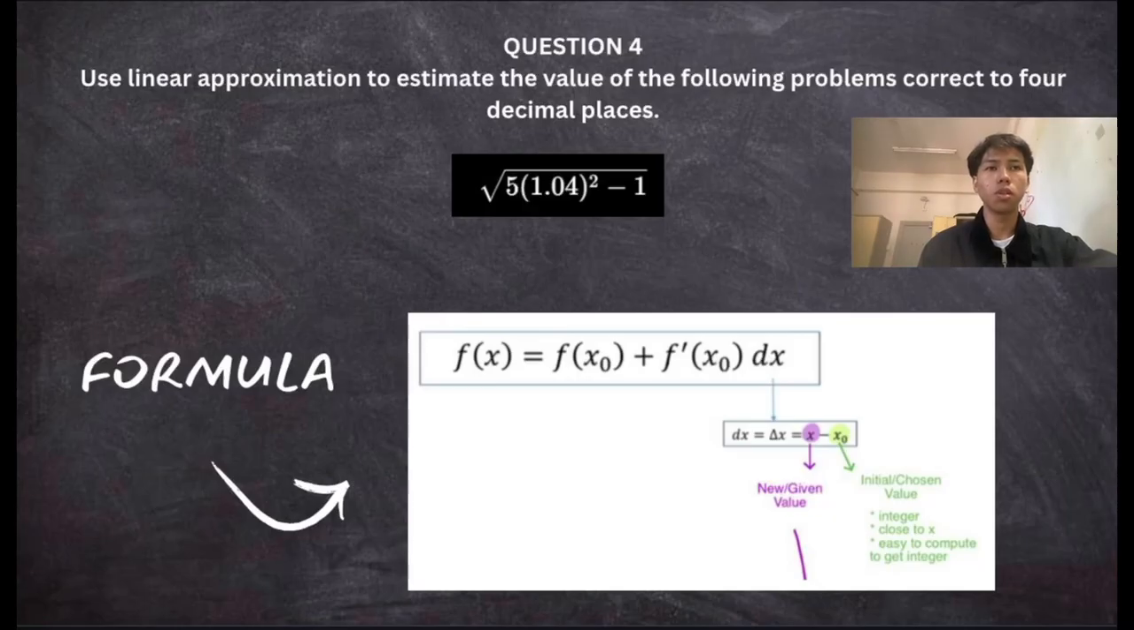Hi everyone, my name is Putra Muhammad Alif bin Muhammad Arif, and today I will explain how to use linear approximation to estimate the value of the square root of 5 times 1.04 squared minus 1, correct to 4 decimal places. First, we use the linear approximation formula.